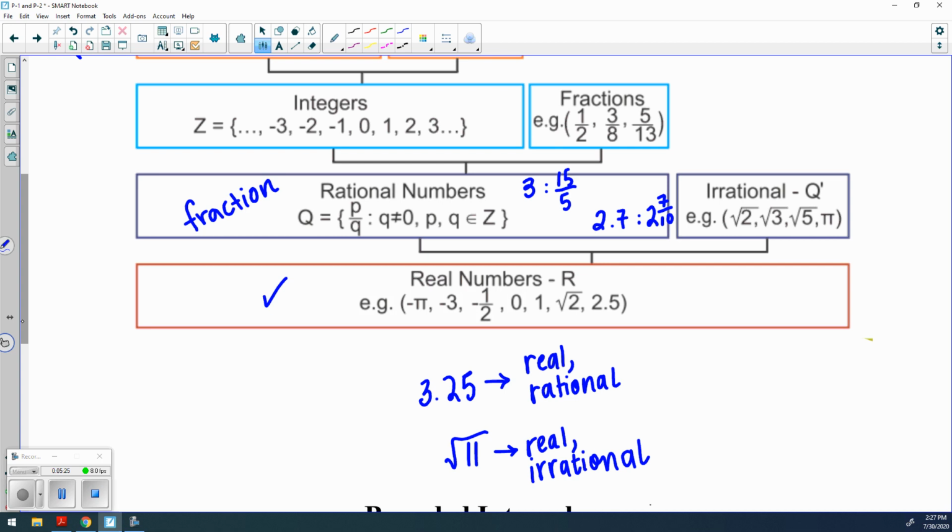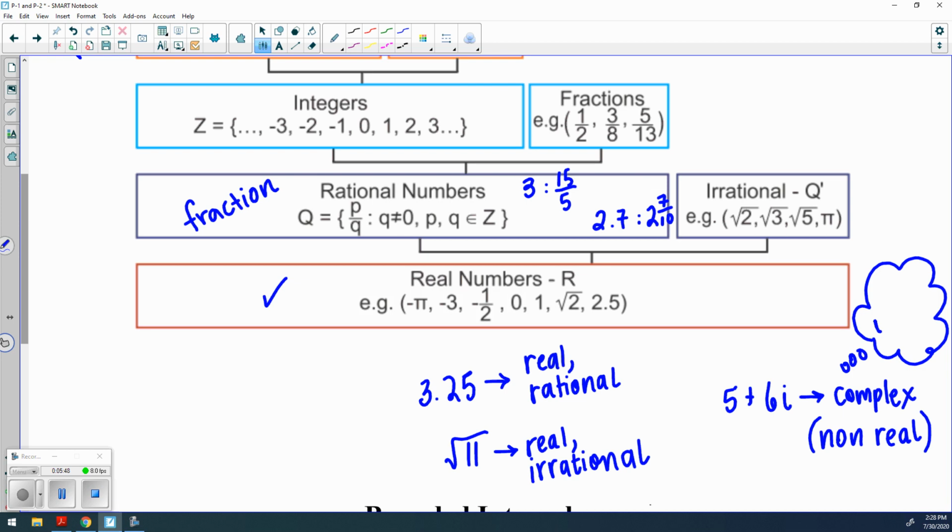And then what if I gave you the number 5 plus 6i? Well, 5 plus 6i is going to be considered a complex number, and that is also non-real. So it doesn't even belong on this chart because it's got that i. Just a quick little thought bubble: you remember that i is equal to the square root of -1.